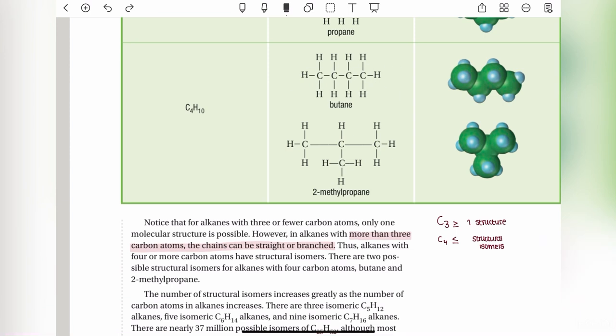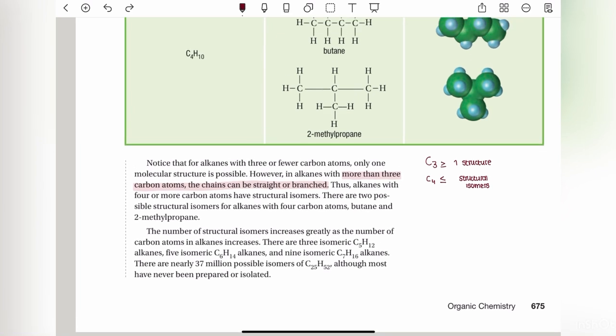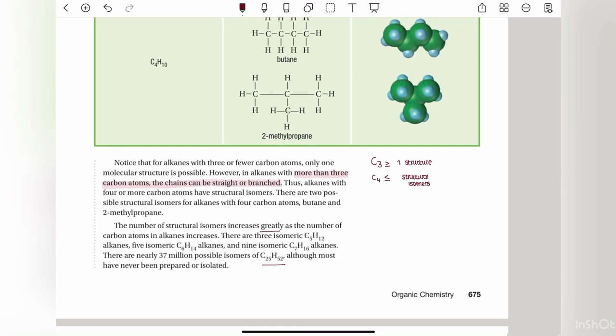So butane has a straight chain of atoms, and 2-methylpropane has a branched structure, because we have 3 carbon atoms, and then the 4th carbon atom is branching from the main hydrocarbon. So the number of structural isomers increases greatly as the number of carbon atoms in alkanes increases. For example, there are 3 isomeric C5H12 alkanes, 5 isomeric C6H14 alkanes, and 9 isomeric C7H16 alkanes. And as we get to C25H52, there are nearly 37 million possible isomers. However, most isomers have never been prepared or isolated, probably because we don't need so much of them.